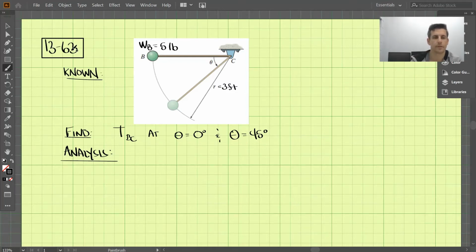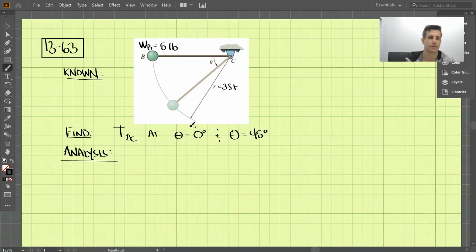Okay, we have problem 13.63 here, with this pendulum with bob B. We know the weight of the bob is 5 pounds, and the radius from B to C is 3 feet. This problem is trying to find the tension in BC, connecting the pendulum to its pin joint, at two places: when theta is equal to 0 degrees, right up top here, and also when theta is equal to 45 degrees. Those are the two things we're looking to find.